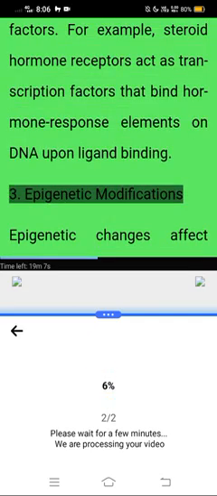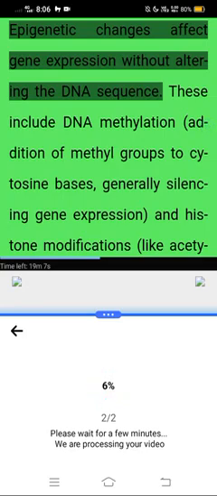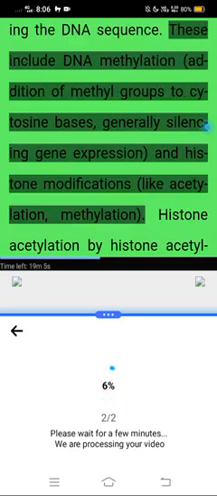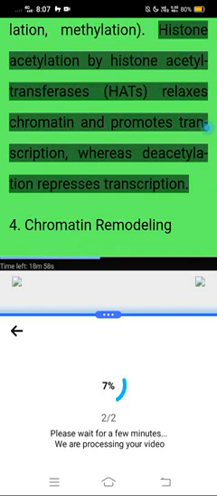3. Epigenetic modifications. Epigenetic changes affect gene expression without altering the DNA sequence. These include DNA methylation, the addition of methyl groups to cytosine bases, generally silencing gene expression, and histone modifications like acetylation and methylation. Histone acetylation by histone acetyltransferases, HATs, relaxes chromatin and promotes transcription, whereas deacetylation represses transcription.